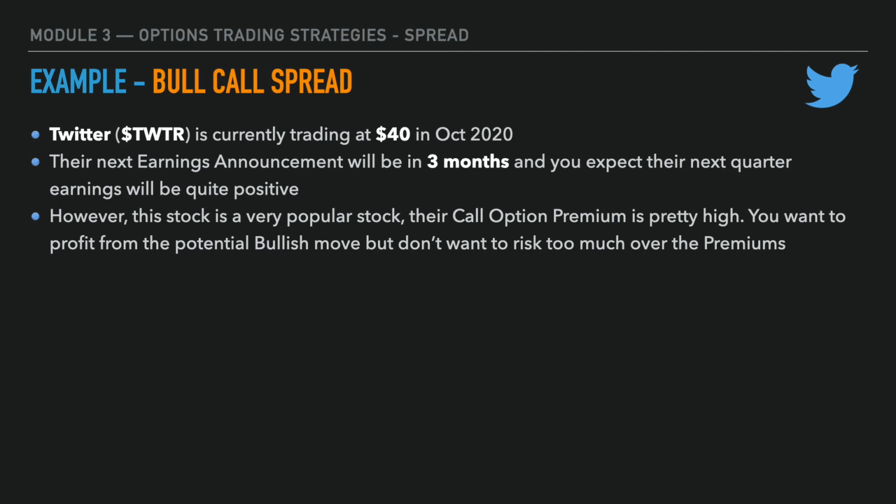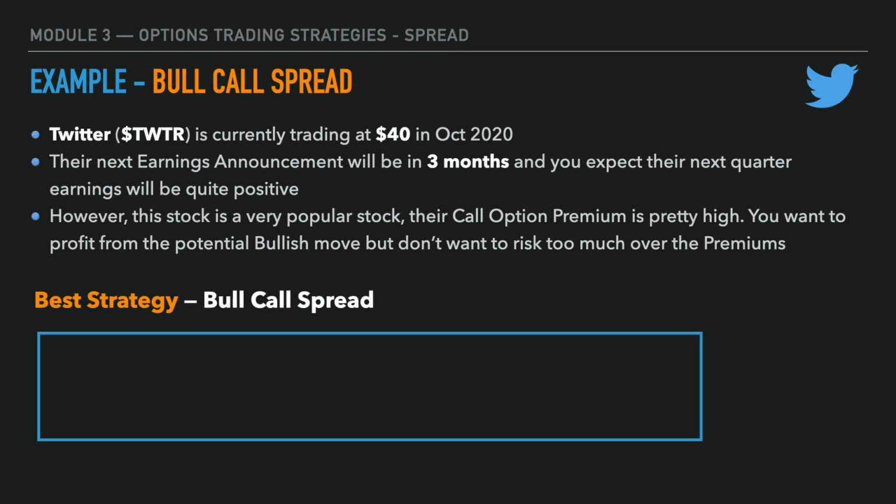You want to make profits from Twitter's next potential bullish move, but you do not want to risk too much on the call option premiums. Remember what we have discussed back in Module 2, your maximum potential loss of buying a call option will be the premium you pay to own that option contract. That means the less you pay for that call option, the less risk you'll be taking for that trade. So for such a situation with popular stocks like Twitter, the best way to construct your trade is to use a bull call spread. And this is how it works.